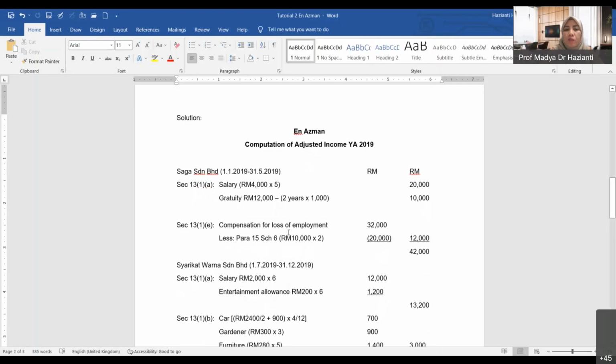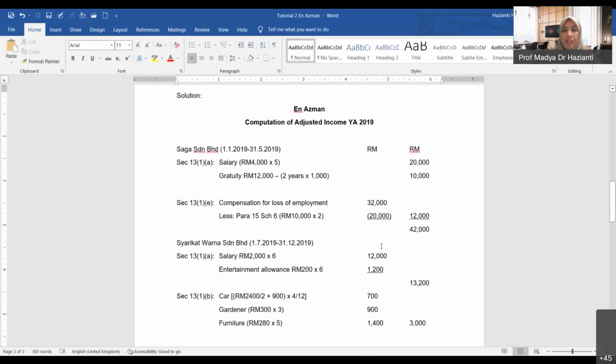And also compensation for loss of employment. Alright, so compensation 32,000. Exemption dia tadi, ini tak tulis pun tak apalah, paragraph 15 Schedule 6 ni. Tadi kita tengok kan sebab ini 2019, so 10,000 times completed year ialah 2 tahun, so 20,000. Total dekat sini 12,000, dapatlah 42,000 untuk Saga.